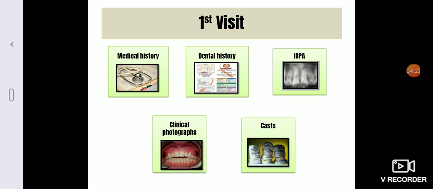Finally, in the first visit, we would also like to take some impression of the dentition of the patient, and we can make the models, which we can use for record as well as comparison. And even after the patient exits from the clinic, these models of the patient's dentition can be used to diagnose certain conditions which we could not otherwise in the patient's presence.